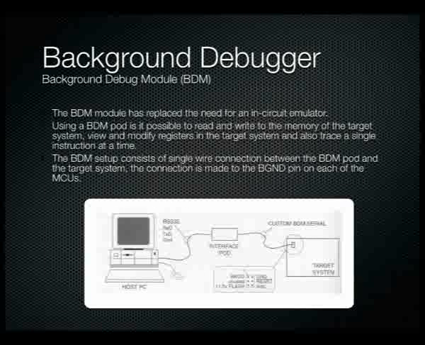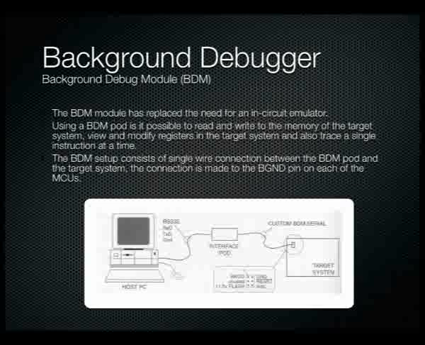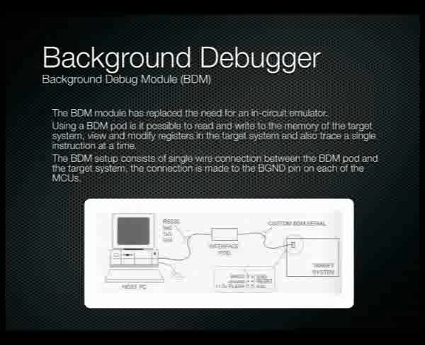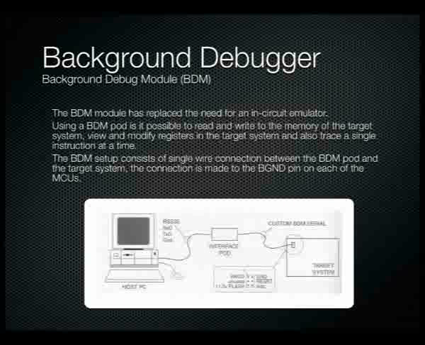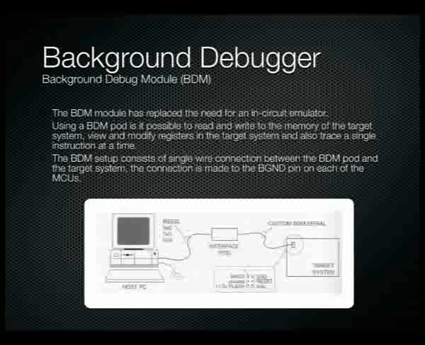So using the BDM module or Rubidium pod, it is possible to read and write to the memory of the target system, view and modify registers in the target system, and also trace a single instruction at a time. You can stop the system running and trace one instruction at a time to see exactly what is happening inside your code.